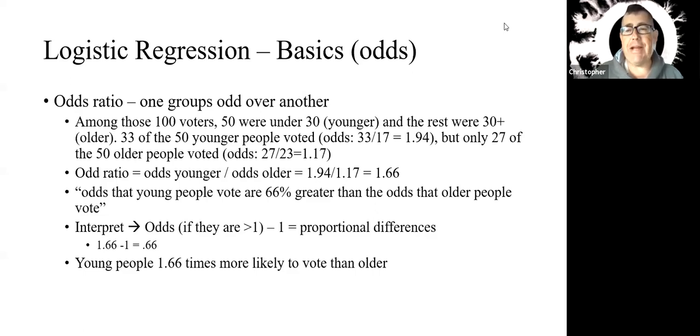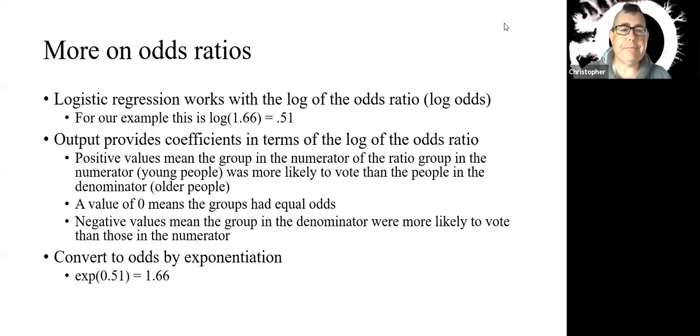Now, these ratios, if they are exactly at 1, it means that there's no difference. If they're lower than 1, it means that we have a difference favoring the group on the bottom. So logistic regression focuses initially on the log of the odds ratio. That's where that log piece comes in. And for our example, if we had run this in R, our output would give us a coefficient of 0.51. And that's simply the log of 1.66. So everything is going to get reported as the log of our odds.